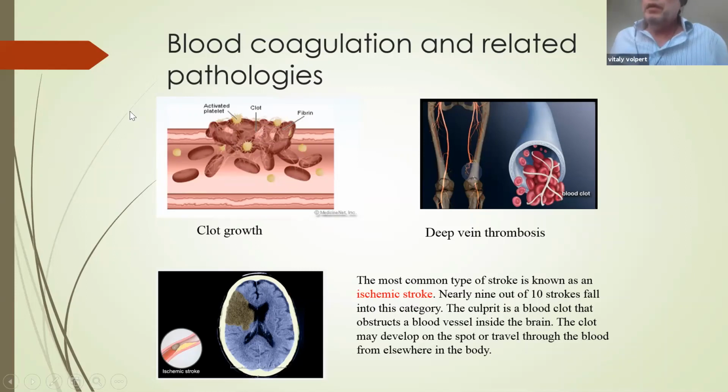But there are many pathologies related to this process of blood coagulation and clot growth. In particular, we briefly discussed atherosclerosis, and this is an atherosclerotic plaque. So either a clot can come here from outside and block the vessel completely, or it can be formed here and also block the vessel, or it can go elsewhere, and this can lead to heart attack or to stroke, for example. And of course, there are many other pathologies, in particular deep vein thrombosis and many others.